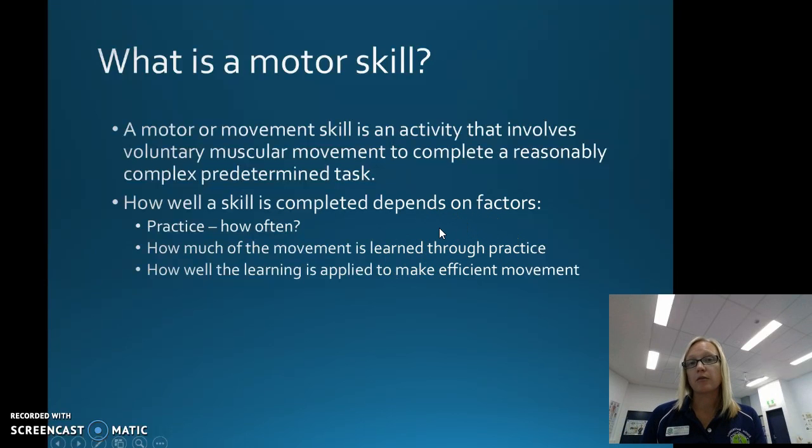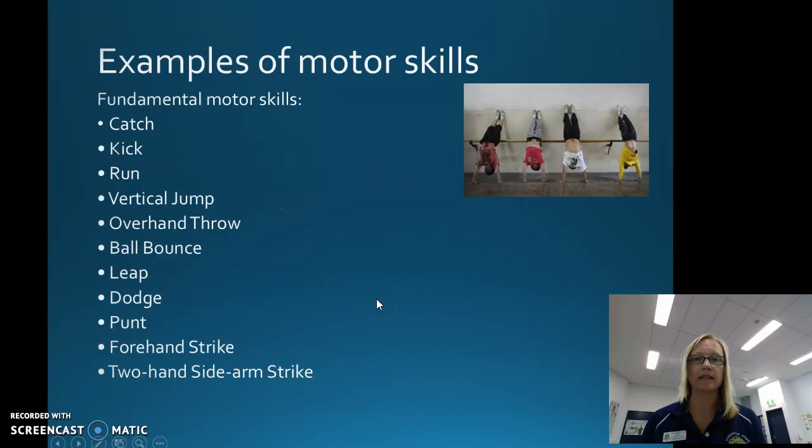How much of the movement is learned through practice, and what particular practice are you doing? So if you're doing a particular technique but your balance isn't great, then that's going to affect your ability to perform the technique in the first place. How well the learning is applied to make efficient movement. So that's that perfect practice thing.